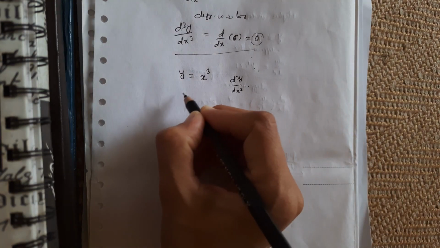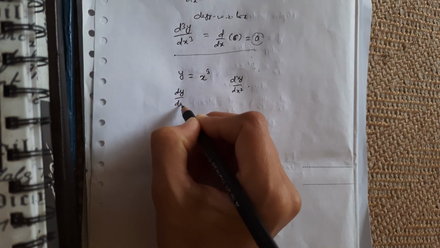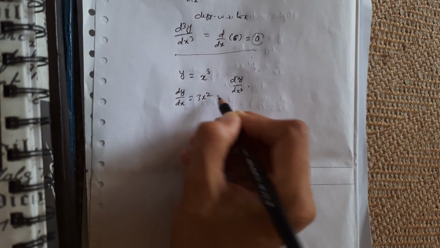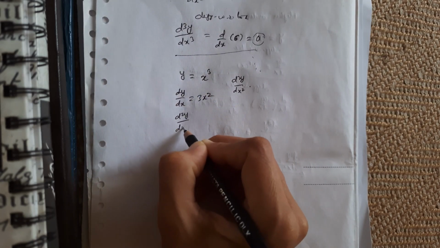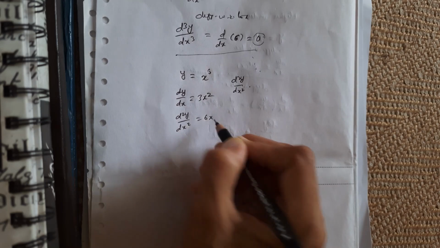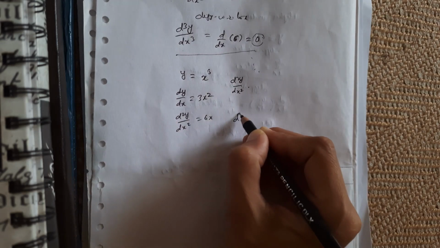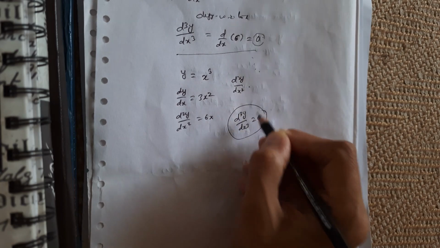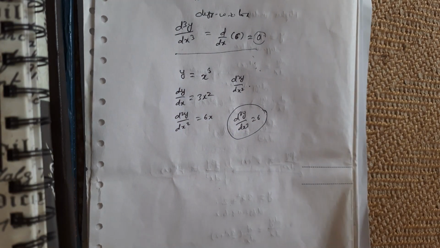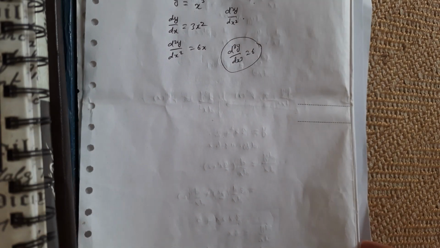So I'll just show you that dy by dx will be 3x square, and when I again differentiate it, I will get d2y by dx square as 6x. If I again differentiate it, I am going to get d3y by dx cube equal to 6. Okay, so that's how these things are happening.